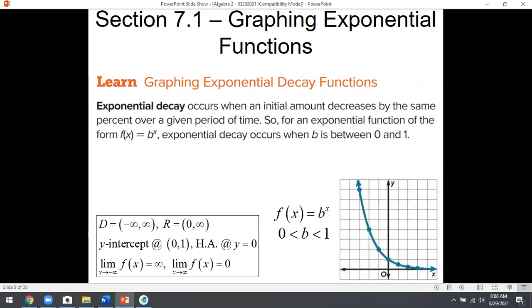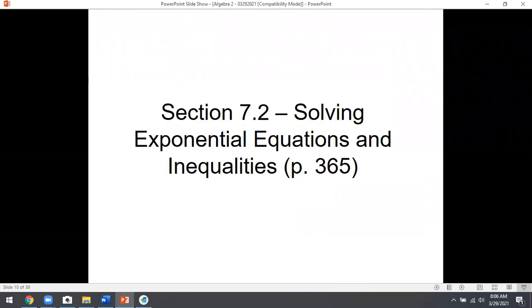Okay, and then of course the exponents will go down too. I already talked about that, right? That's when the base is less than 1, so you expect the graph to look more like that right there. So I think I've hit the graphing thing quite enough. Section 7.2 is about solving exponential equations and inequalities, okay?